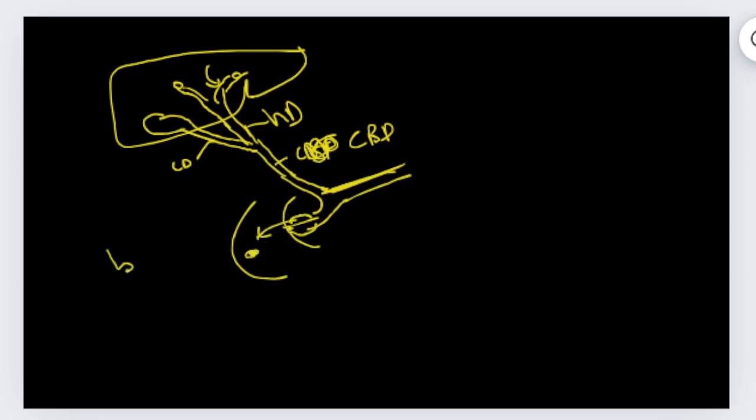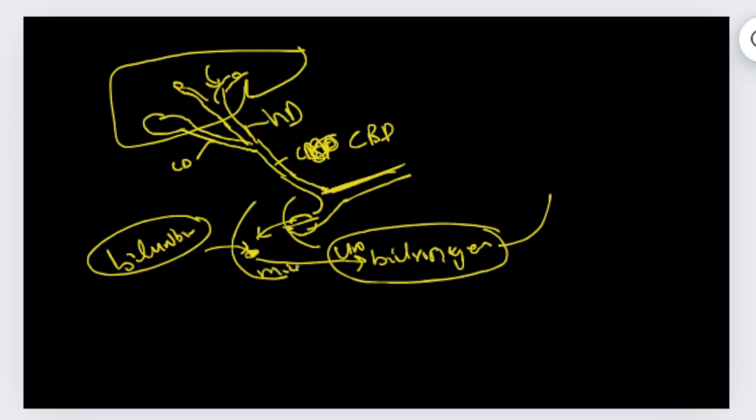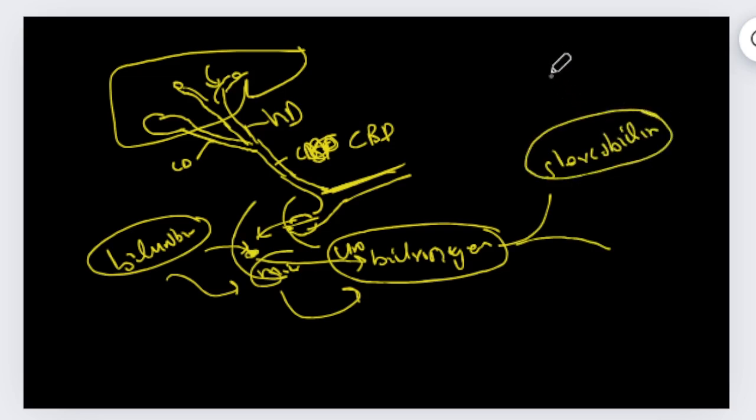So when the bilirubin comes here, what does it do? Microbes here convert the bilirubin into urobilinogen. After that, urobilinogen is converted into stercobilin. Stercobilin is passed through the feces, and the brown color of the feces is due to the stercobilin.